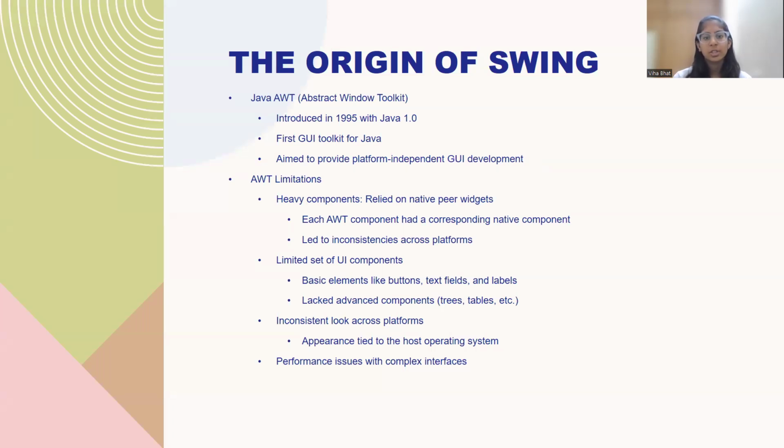It also had a limited set of UI components, like very basic elements like buttons, text fields, and labels. It lacked any advanced components like trees, tables, etc. It had an inconsistent look across the platforms. Its appearance was tied to the host operating system, and there were performance issues with complex interfaces.